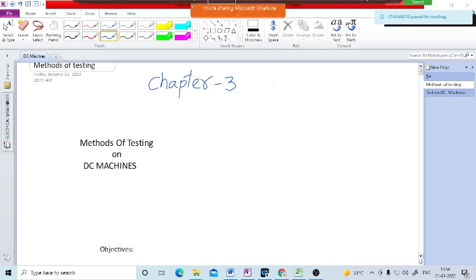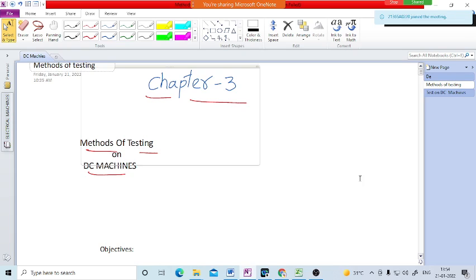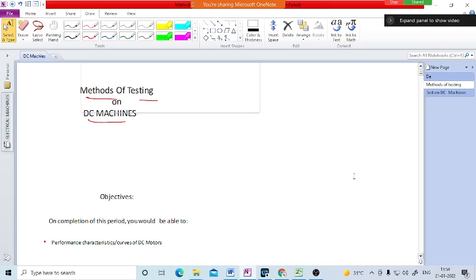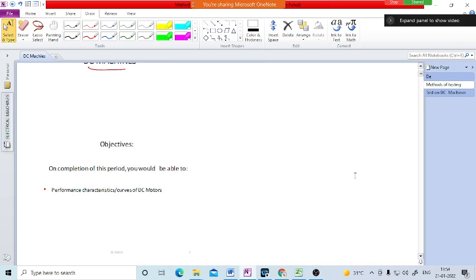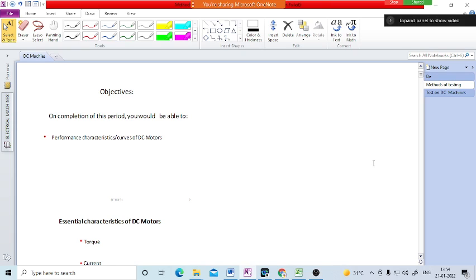Very good afternoon, students. Today we are going to discuss the third chapter, methods of testing of DC machines. There are different methods of testing of DC machines. To analyze the performance characteristics of the motor, its applications and efficiency, we have to place the equipment through different tests. So we have to find out the essential characteristics of the motor. That's why we are going for these tests.